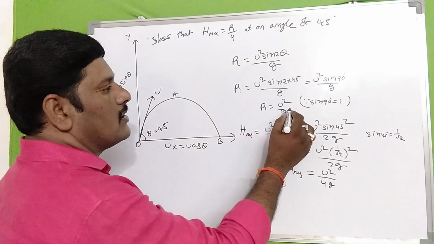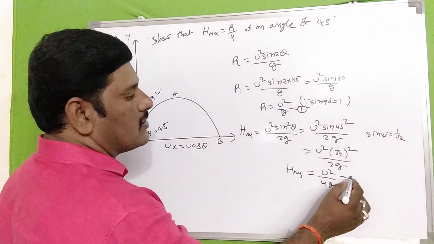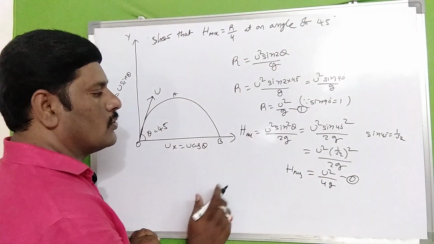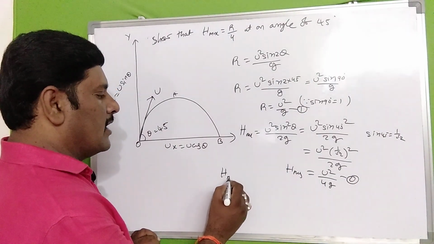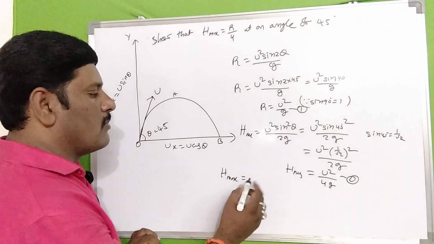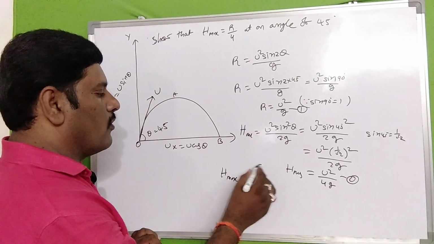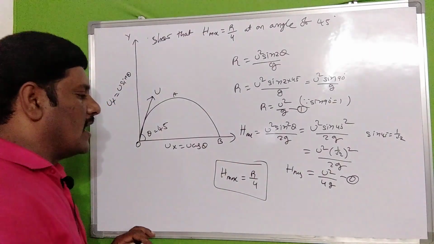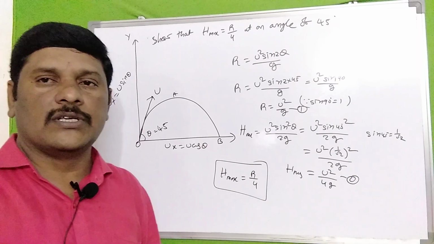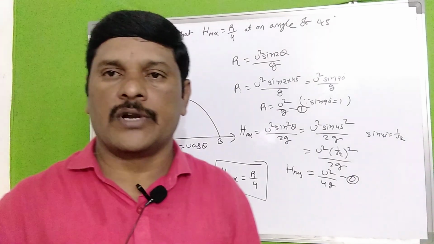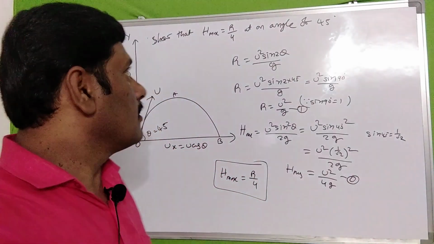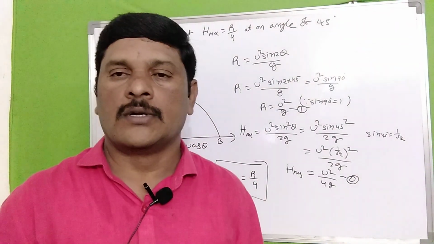So this one is equation 1, and this one is equation 2. Now substituting equation 1 in 2, we get h maximum equal to u square by g, replaced by r, so r by 4. Finally we get the answer h maximum equal to r by 4. So this is the most important topic for first year students in the intermediate public examination.